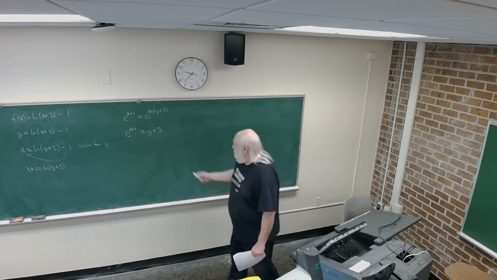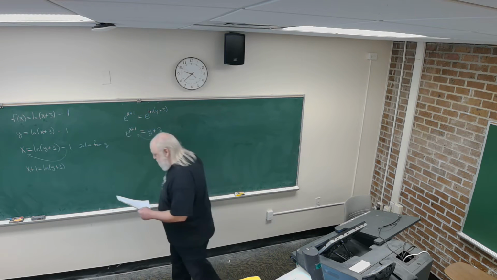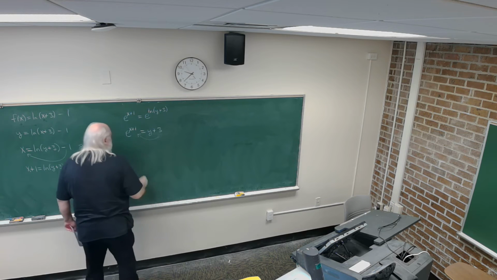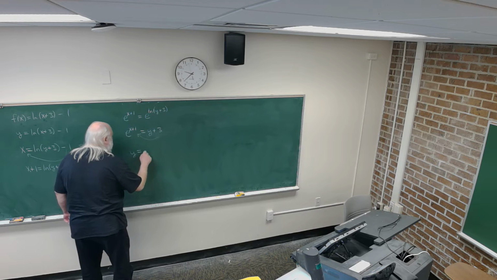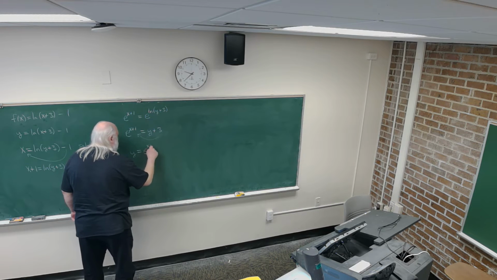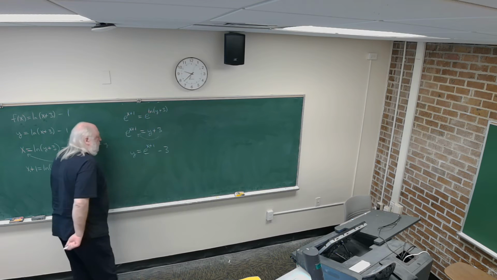Okay. And now we can subtract 3 from both sides. And when I switch the left and right sides, I have y is equal to e raised to the x plus 1, minus 3.